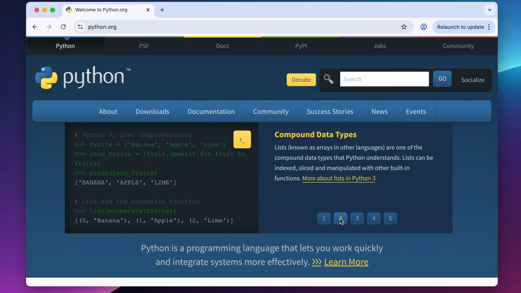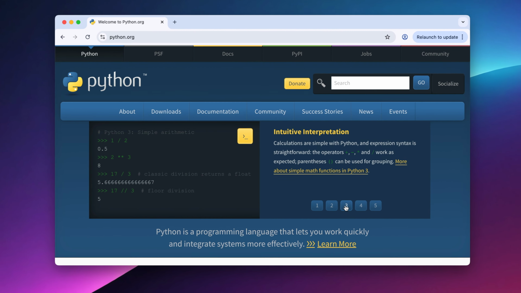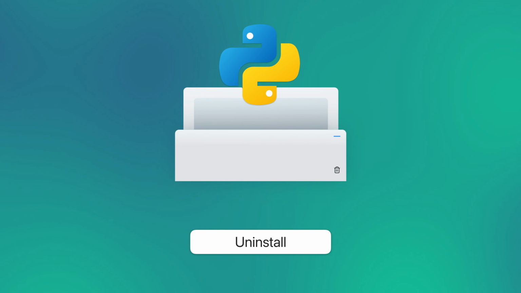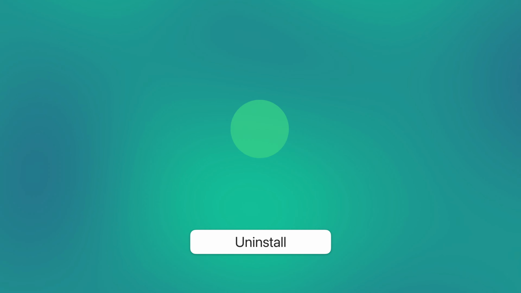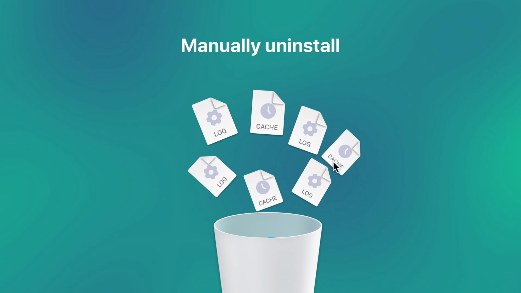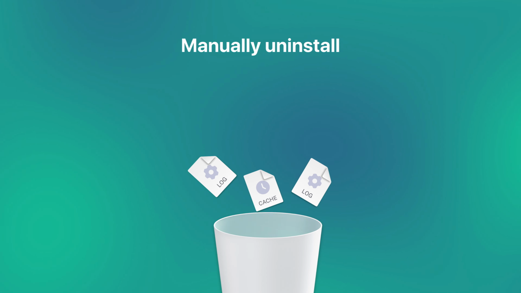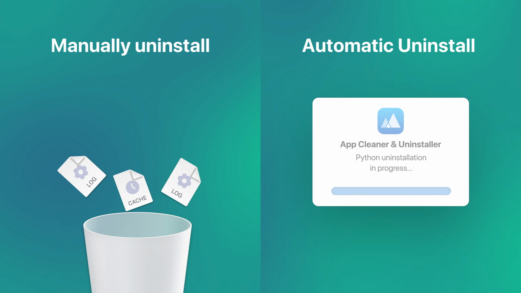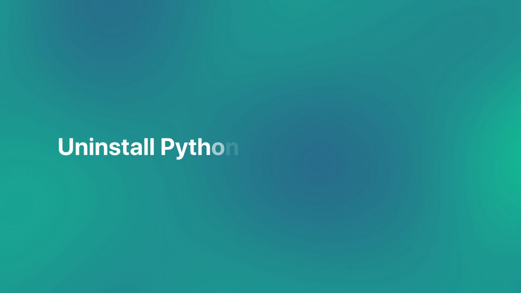Python is a powerful and popular programming language, but if you no longer need it on your Mac, uninstalling it takes more than just dragging it to the trash. In this video, we will show you how to remove Python completely. There are two options: manually uninstall and remove all related files, or use a professional tool for automatic cleanup. Let's walk through both methods step by step.